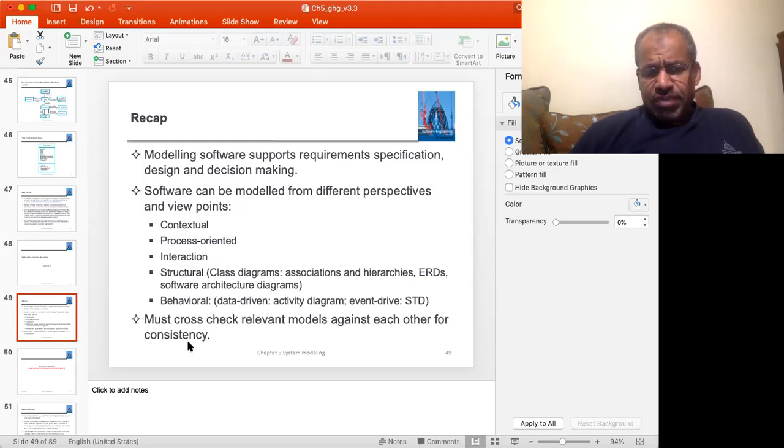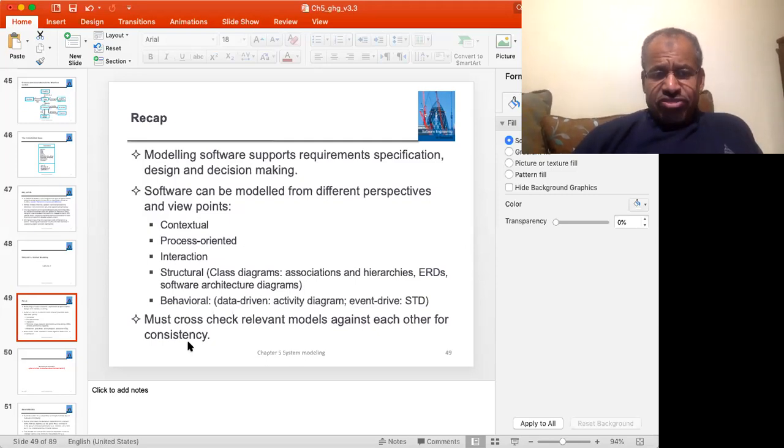We also mentioned process-oriented models to show how a particular process is performed. What are the elements of that process? What is the flow of activities within that process? What are the data flows and exchanges between elements of the process? So that will be a process-oriented view.